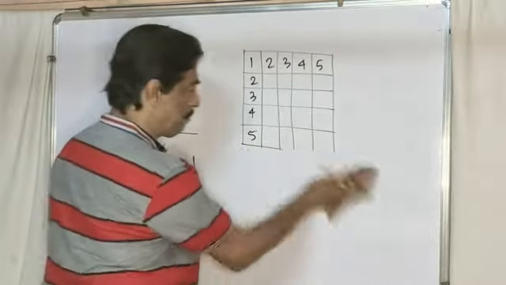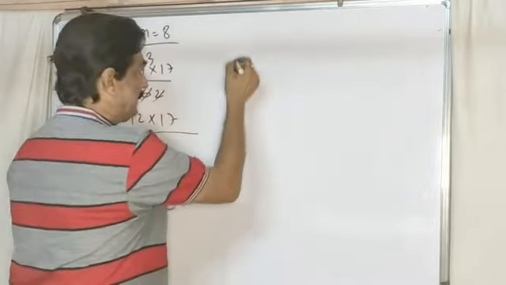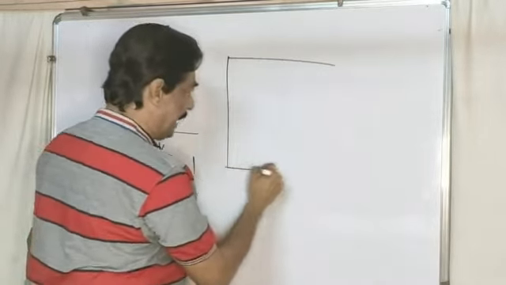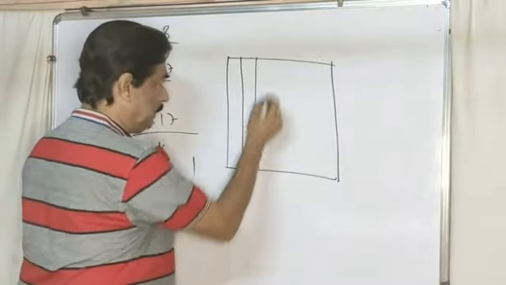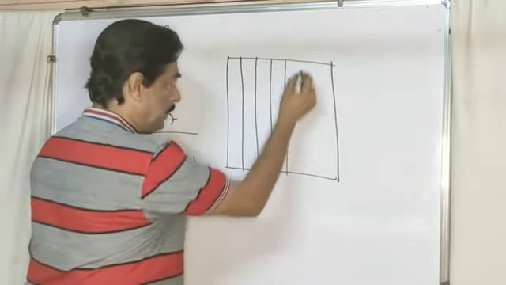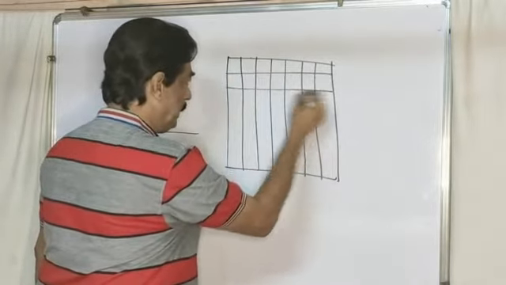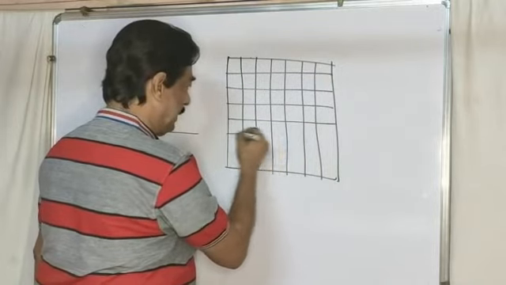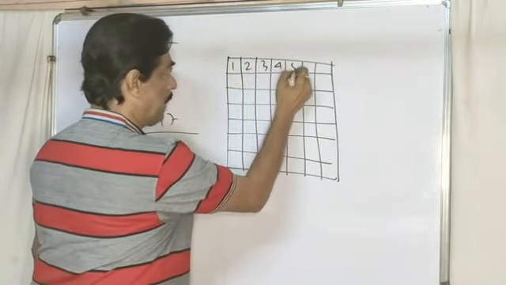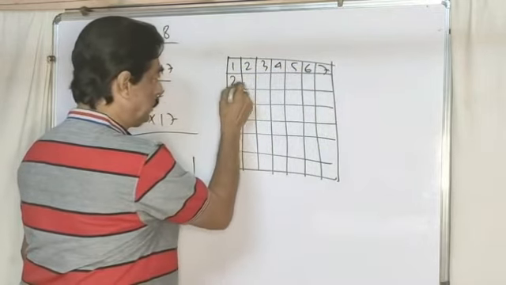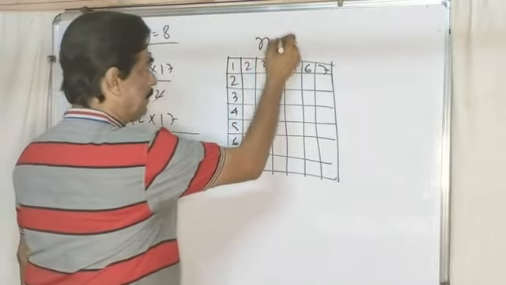Now they are giving another problem. In this case, they are giving the squares and you have to find out the number of squares. Say 1, then 2, then 3, then 4, then 5, then 6. Now put 1, 2, 3, 4, 5, 6 and 7. So n equal to 7.